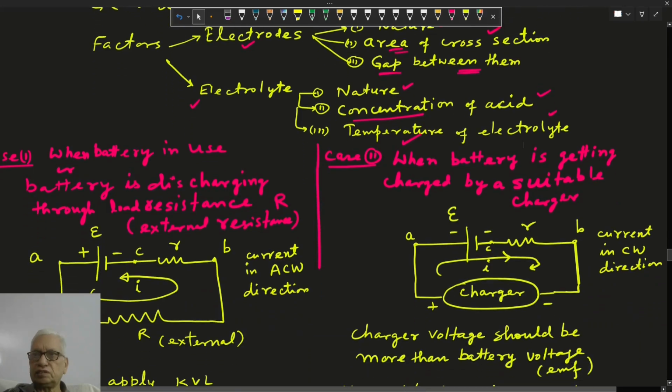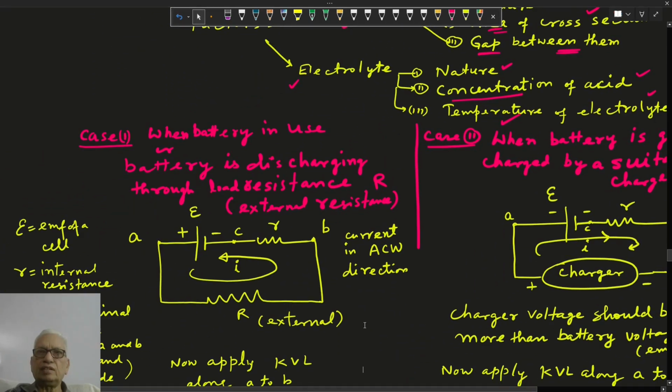Now, discussing the first case, when the battery is discharging. For a mobile also, when we are using the mobile, the battery of the mobile is discharging through the load resistance, that is the external resistance.